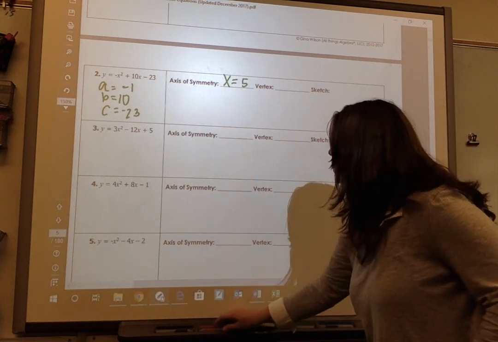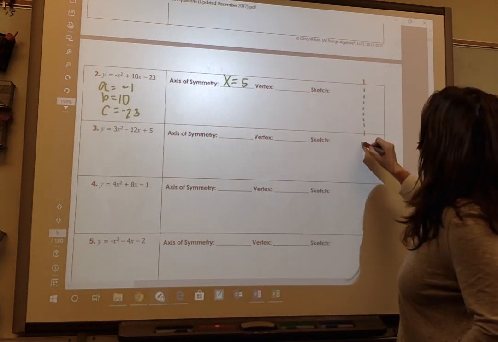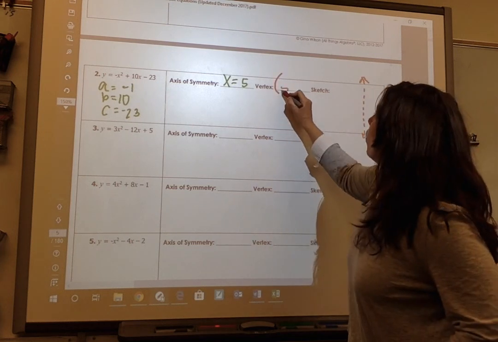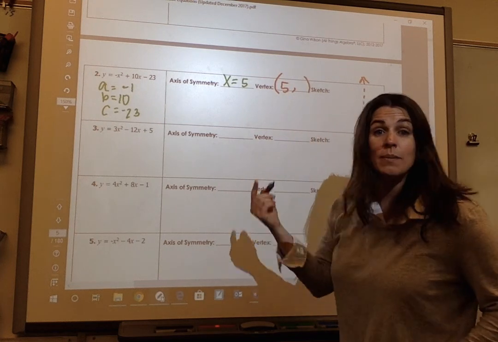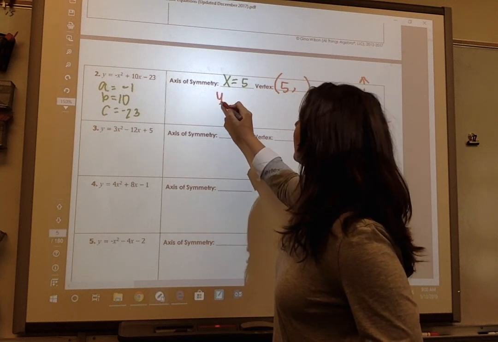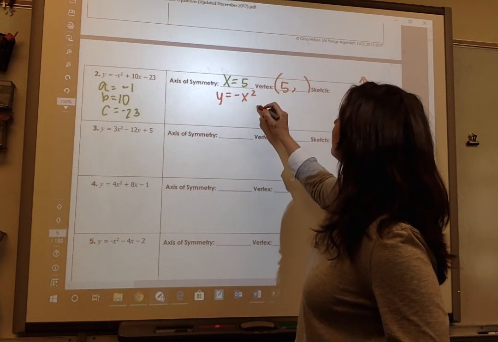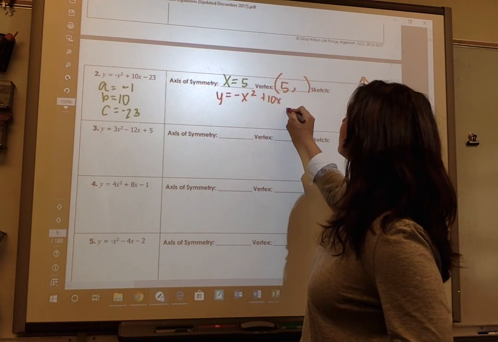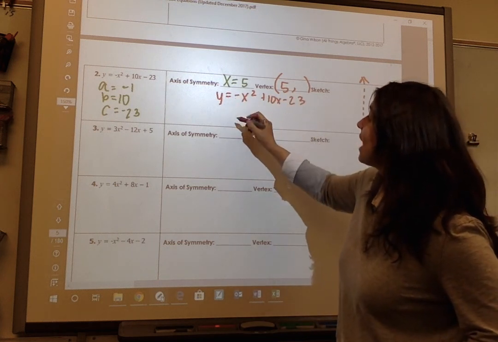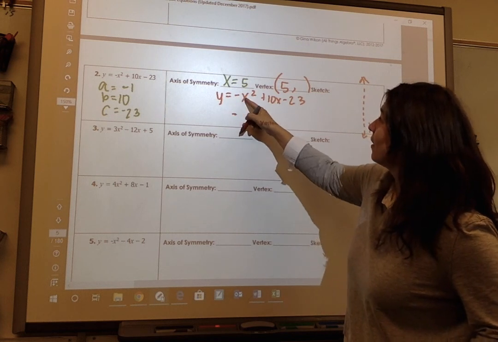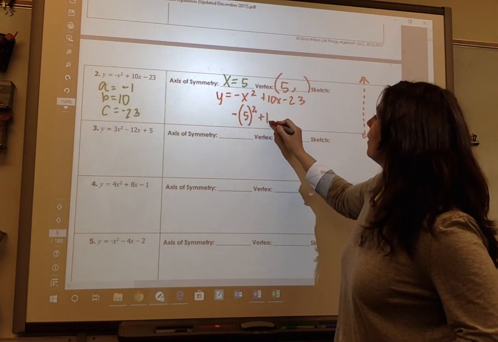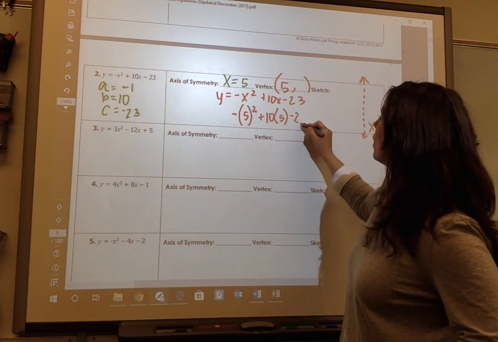So the first thing I do on my sketch, I'm going to label my axis of symmetry as x equals 5. Now, when x is 5, what's my y value? That's what I need to find my vertex. So I just take my equation, negative x squared plus 10x minus 23, and I simply plug in 5 for x. Now notice, this negative is not part of the 5 or the x, so I'm going to keep that negative outside, and we've been talking about that since day 1.